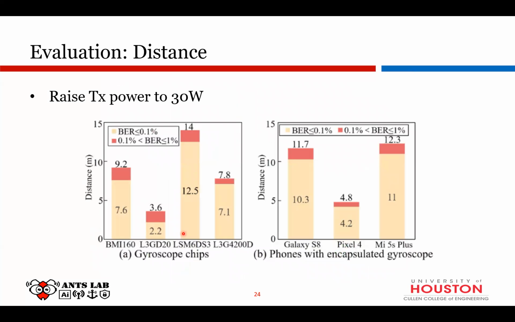Okay, so they also test the communication range by increasing the power to 30 watts. Although it heavily depends on the device they are using, most of the distance can be extended up to 14 meters with less than 1 bit error rate. Here are some figures showing that. The first one shows different gyroscope chips, and the second shows different speakers. We can always say that if we increase the power, the distance increases, that's for sure.